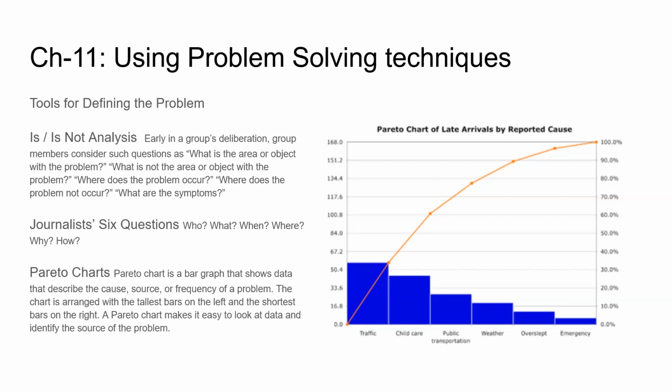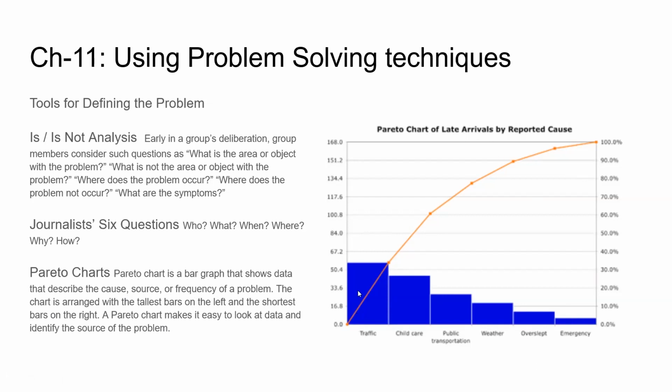So Pareto charts. We've got one here, and this is a bar graph, and it shows the data of a cause, source, or frequency of a problem. You talk about the tallest bars on the left, always, and the shortest bars on the right, and you see a way to understand data. So here you've got what causes people to be late.